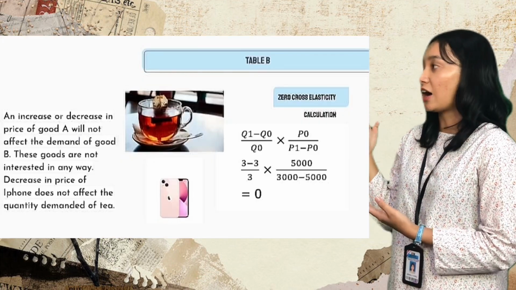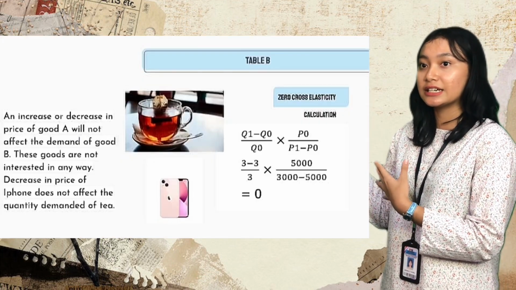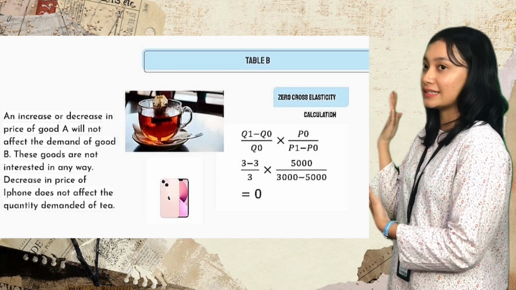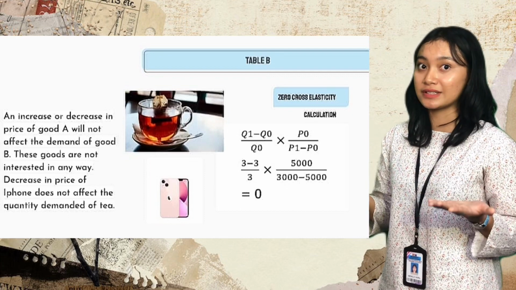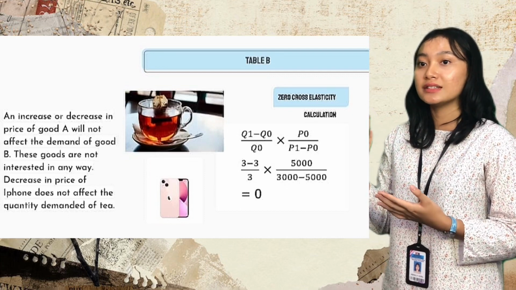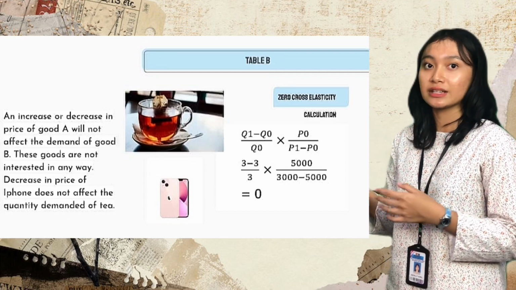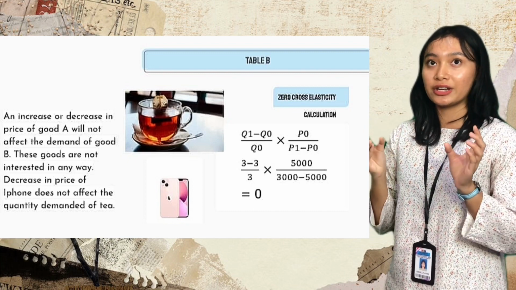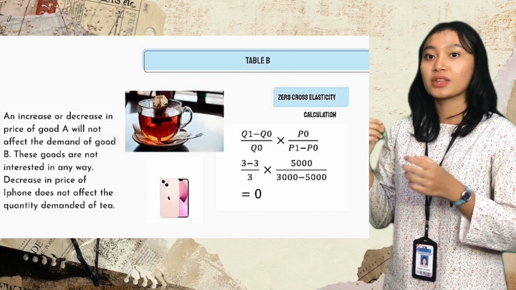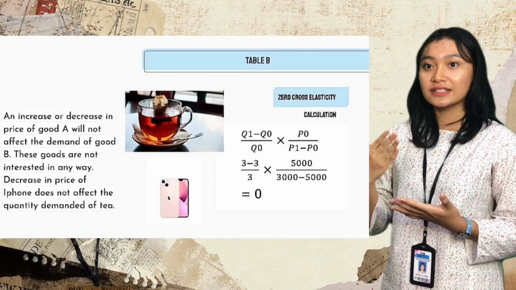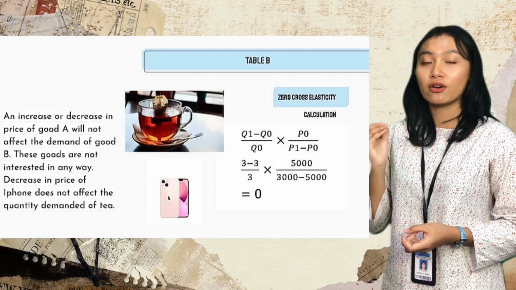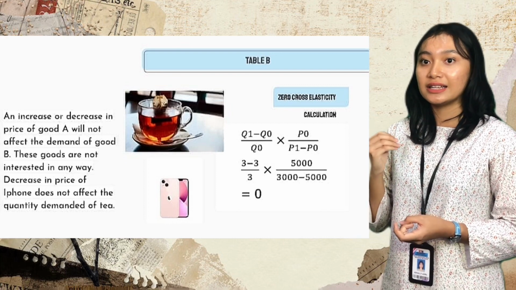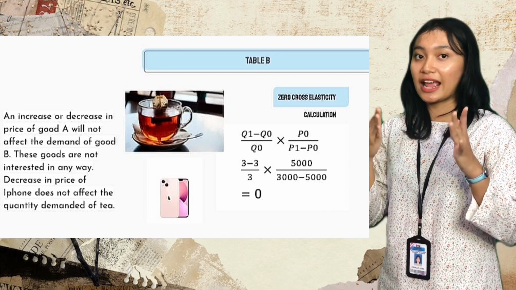Okay, next from table B. After I counted, the number is 0, which is zero cross elasticity. What is zero cross elasticity? Zero cross elasticity means the goods do not interact with each other, because an increase or decrease in the price of good A will not affect the demand of good B. These goods are not related in any way.